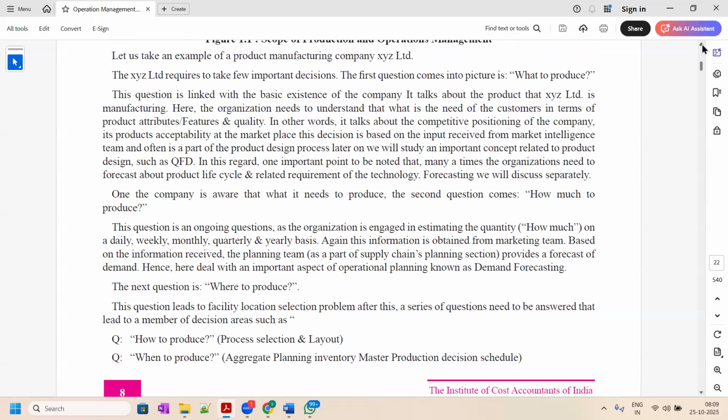Yes, sir. Simple thing. Only for the exam purpose, you have to learn these terms by heart. Otherwise, these are very basic. Any question if you have regarding this, please ask me.